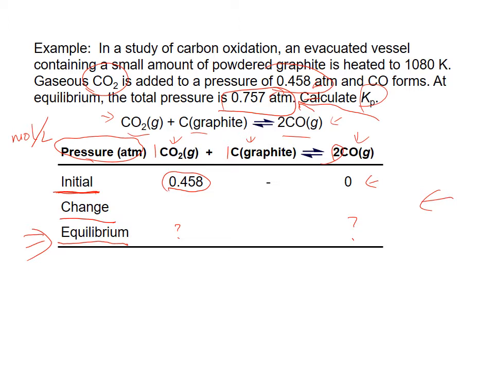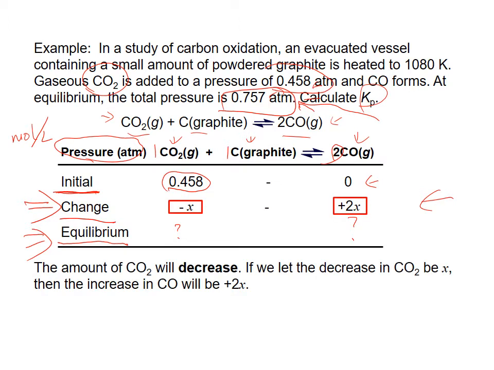The important information here is the change. Even though it didn't say that, the change must obey stoichiometry. So if the change for CO2 is x, so we use x as an unknown, and we say this is how much CO2 has been consumed, then the carbon monoxide must be twice of it because of the stoichiometry 1 and 2. So this is x, this is 2x, and a negative sign tells you CO2 is consumed. A positive sign says CO product is formed.